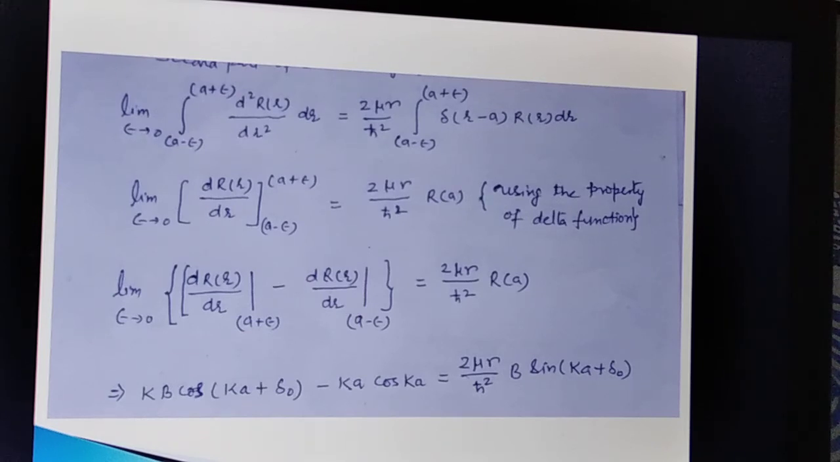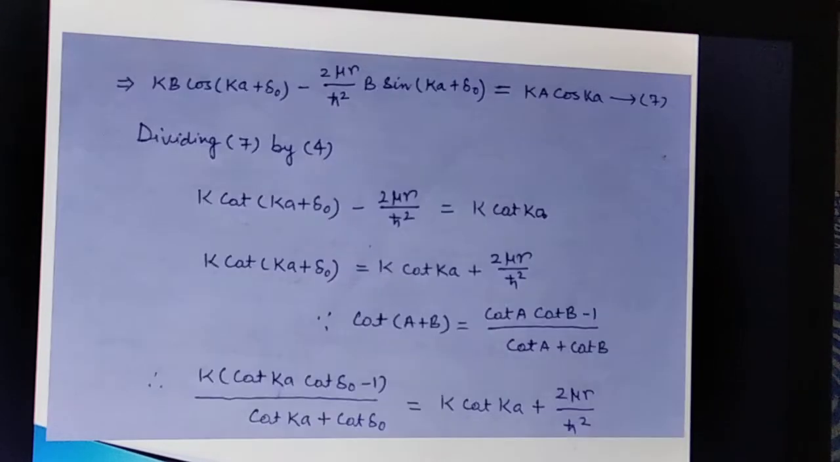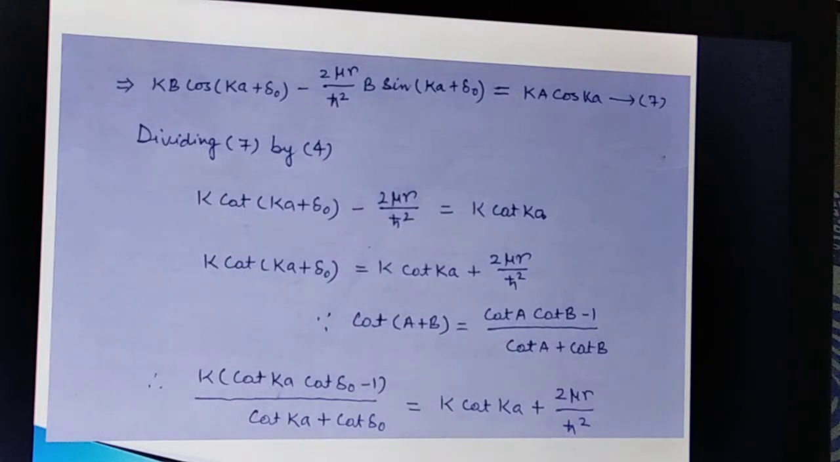On putting the value of R(r), we are having kb cos of ka plus delta 0 minus ka cos of ka equal to 2 mu gamma over h cross square b sin of ka plus delta 0. And we are now having equation number 7. On dividing 7 by 4, we are having k cot of ka plus delta 0 equal to k cot of ka plus 2 mu gamma over h cross square.